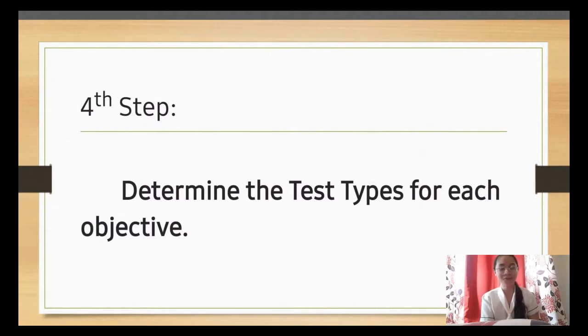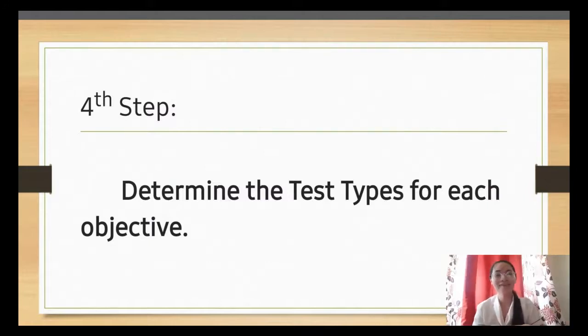Now that you have created your tasks for your test by aligning to the revised Bloom's taxonomy, it's time for you to identify or determine the test types that will accomplish your testing objectives. For example, a knowledge question can easily be accomplished through multiple choice or matching type of exam. The important thing here is that your test type should reflect your testing objectives.